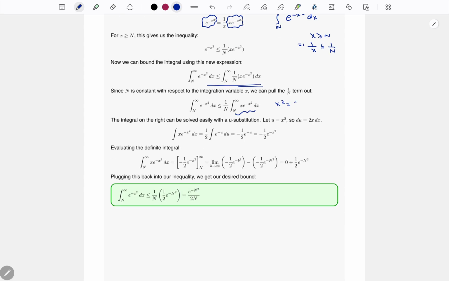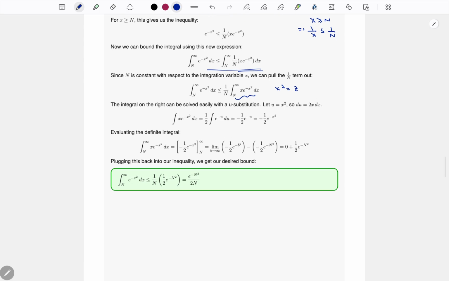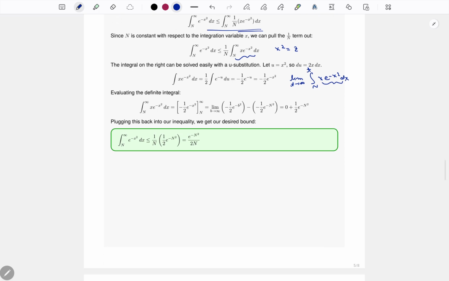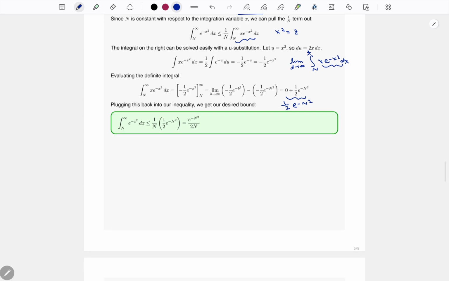Here I can substitute x squared to be z. This is a very simple method of substitution. This is an improper integral, so you can evaluate it by taking limit t tends to infinity of the integral from n to t of x times e to the power minus x squared dx. Solve the integral as you do, and after solving, take t to infinity. Eventually you will see that the value comes out to be half e to the power minus n squared. Is it clear?